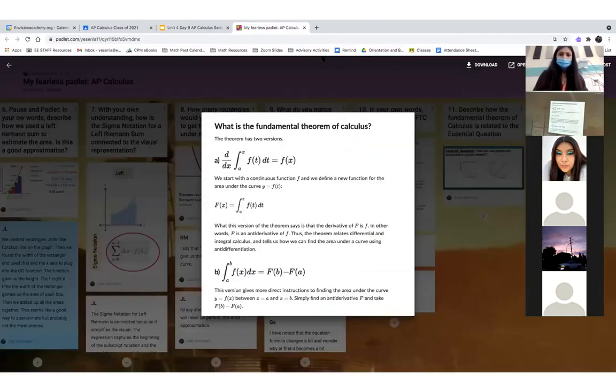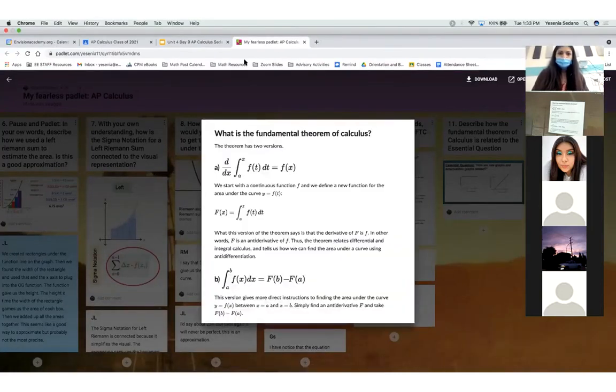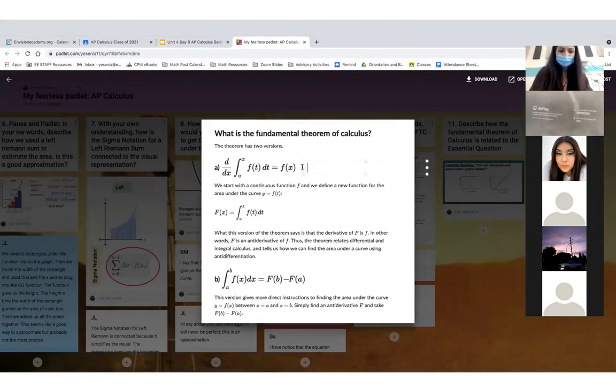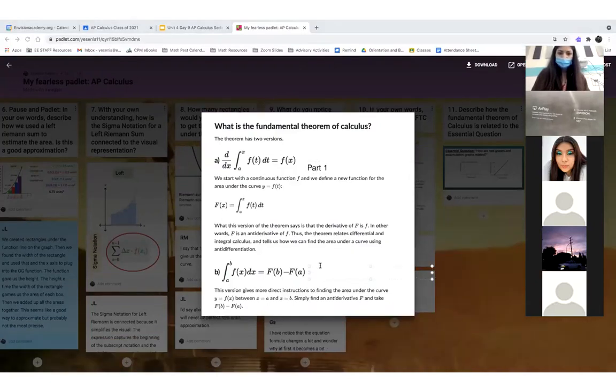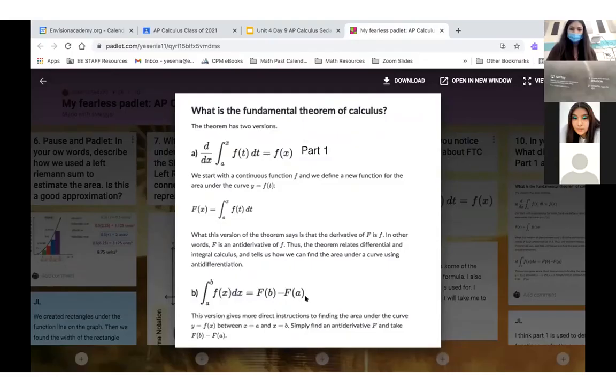Again, let me show you. This is part 1. Let me type it in to make sure y'all know which is part 1. This is part 1. Down here is part 2. What does that mean? Why did my external display disconnect?